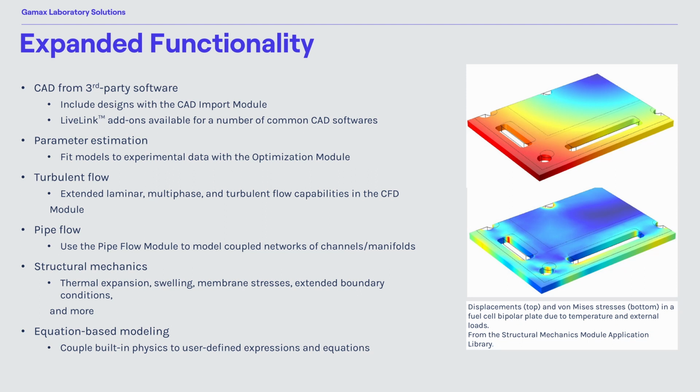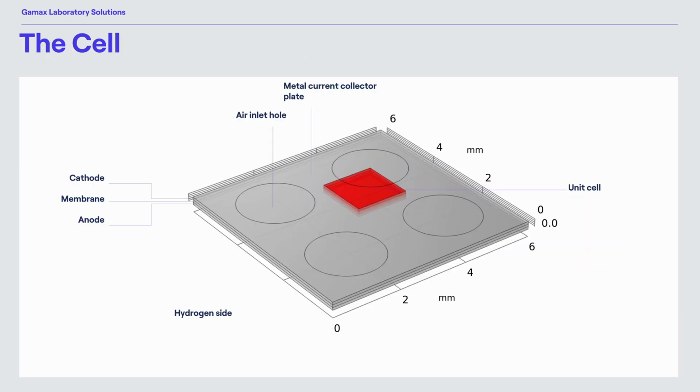So that's what we have here. Okay, so we can now go into our first model. Here you can see a snapshot of the model that we are looking into. We have the cathode, the membrane, and the anode. And here in the middle, we have the unit cell. It's symmetric, so we will utilize the symmetry and set up the model accordingly.